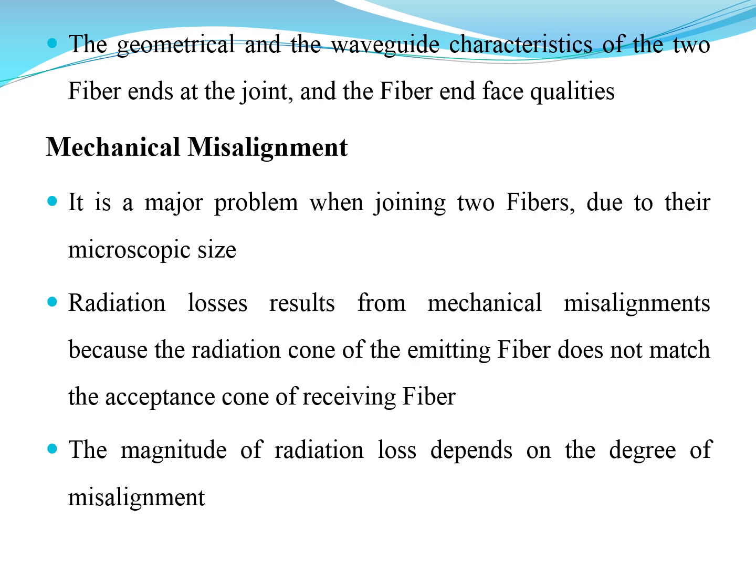So that is a major type of loss which exists whenever there is mechanical misalignment. And if the emitting fiber radiation cone does not match the acceptance cone of the receiving fiber, then also radiation may occur. So that is a sort of mechanical misalignment. The amount of radiation depends on the degree of misalignment. If the misalignment is lesser, the radiation loss is less, and if the degree of misalignment is very high, then the radiation loss is very high.